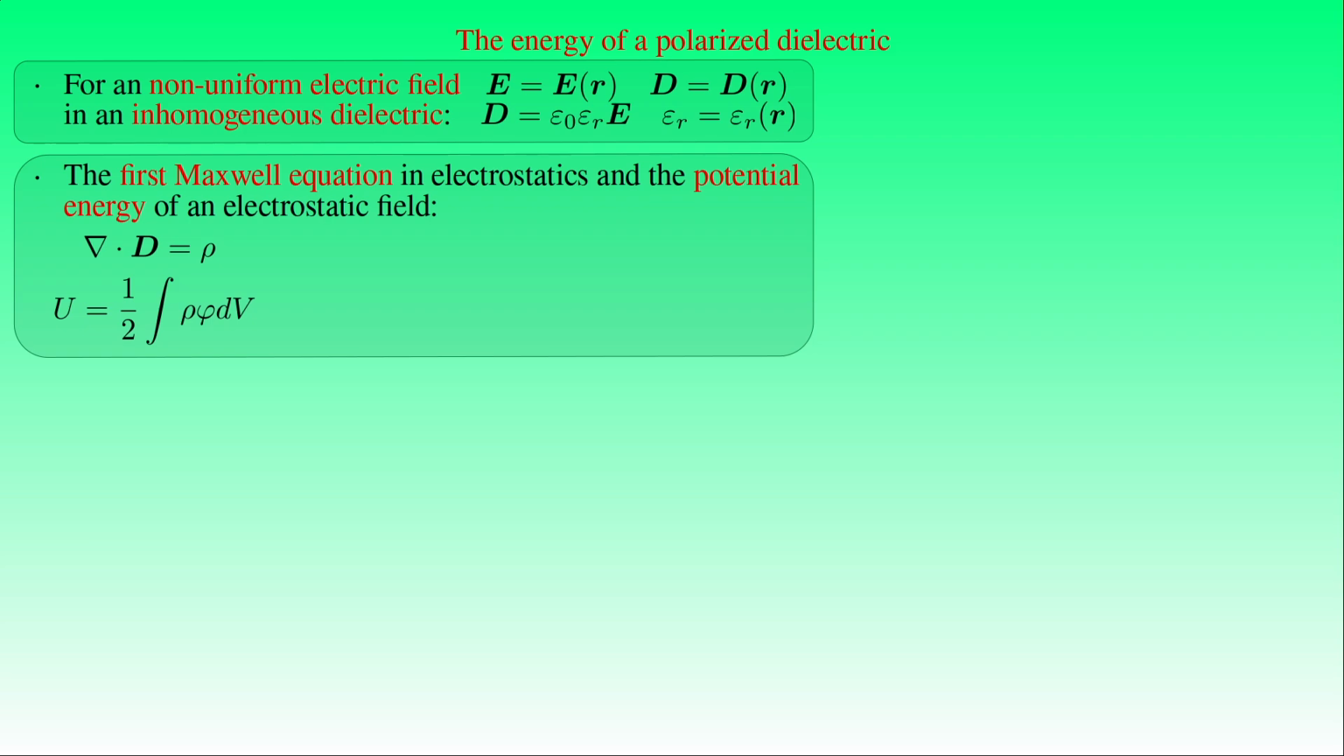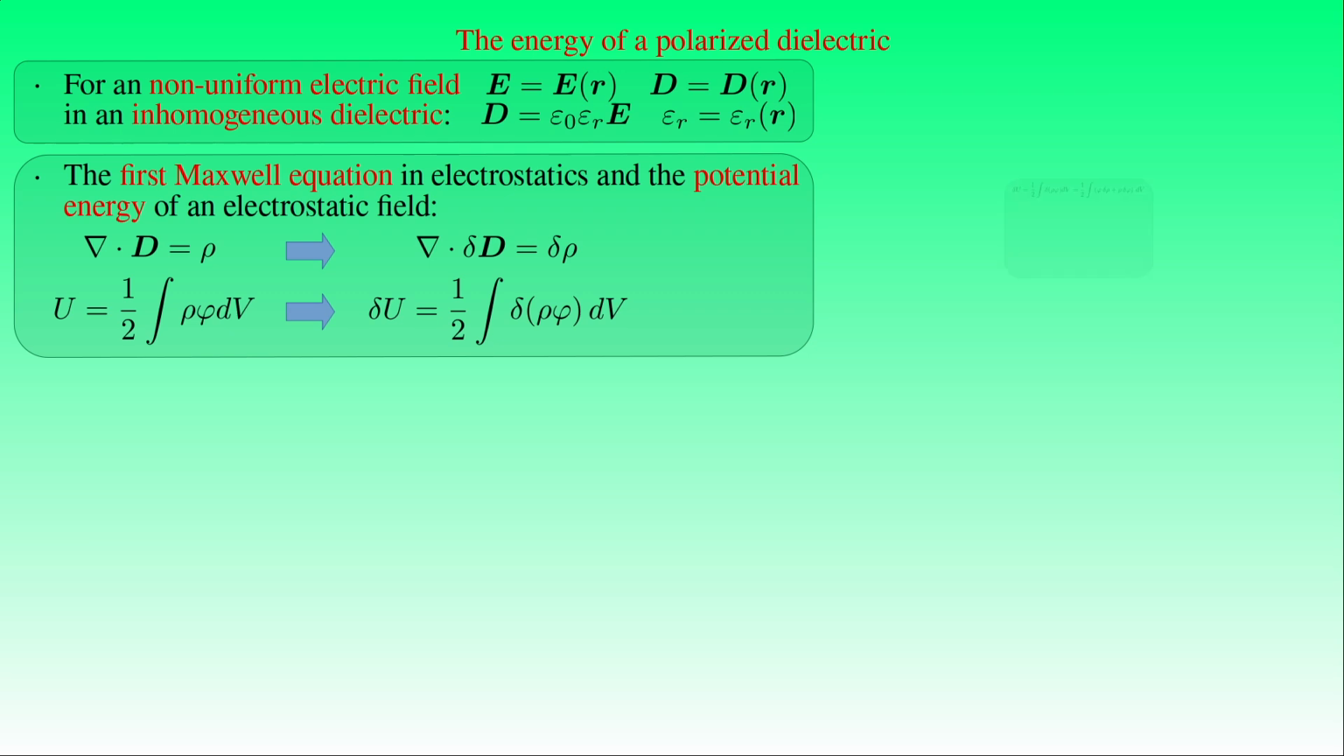Now we apply the variation of the Maxwell equation, which states that the divergence of the variation δD of the displacement is equal to the variation δρ of the density of the free charges. Similarly, we can write the variation δU of the potential energy as 1/2 times the volume integral of the variation of the product of ρ and φ. Here we use the fact that the variation operator δ acting on a vector field and the nabla operator acting on that field commute, which is also true for the operator δ and the volume integration applied on scalar fields.